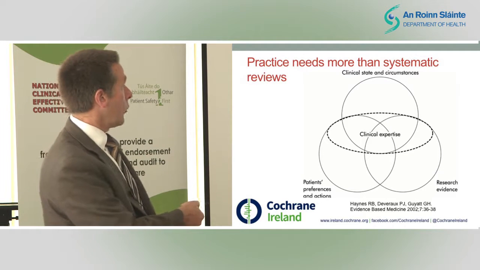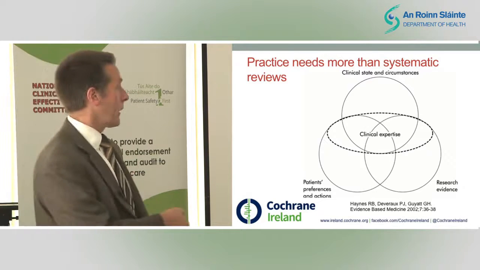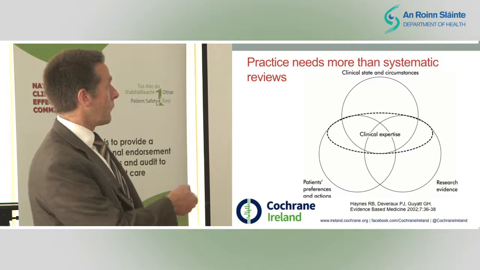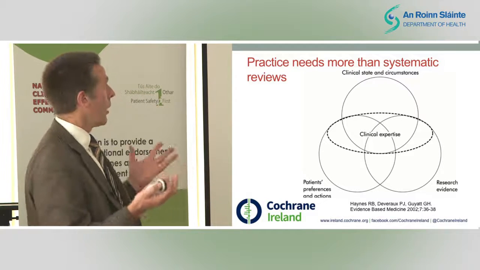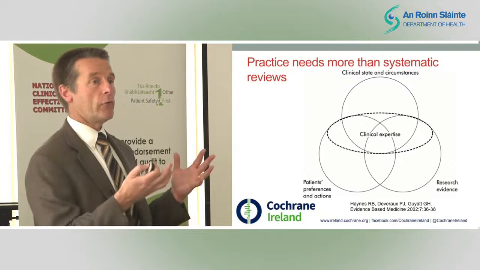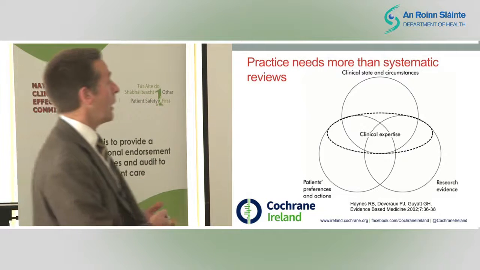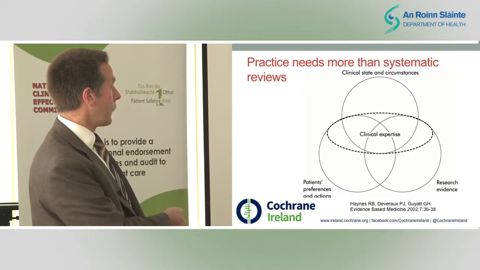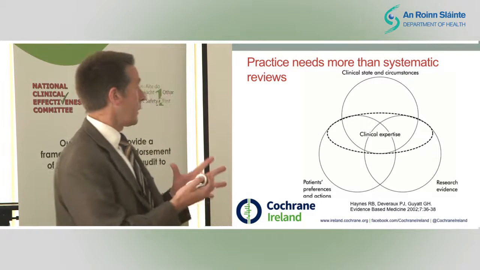patient care. The idea with this chart is that clinical expertise is built upon three different aspects. There's research evidence that systematic reviews contribute to. There's clinical state and circumstances: the individual organization or patient or the culture of a healthcare system are relevant to, for example, what is practically feasible within a particular setting, what is possible, what are the unique aspects of a patient's condition. And then there's the other component, that patients' preferences are also needed and have to be taken into account.